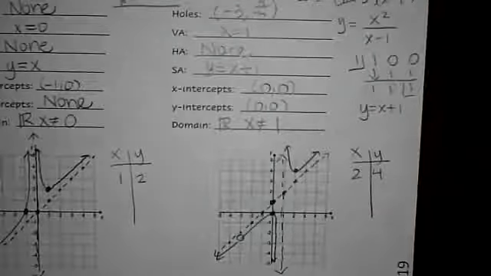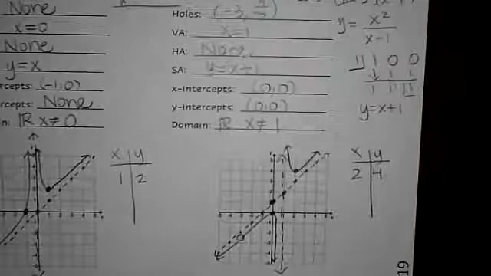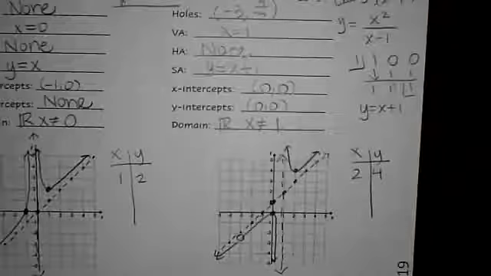So that allowed you to see some new graphs for rationals. You guys are going to be responsible for being able to find a hole, being able to find a vertical asymptote, a horizontal asymptote, possibly even a slant asymptote, making sure that you can graph them and know what's going on with these graphs.